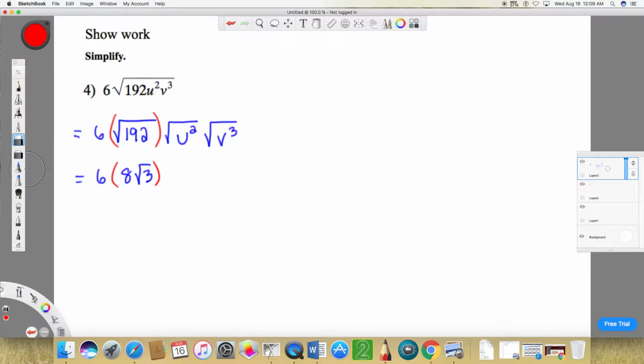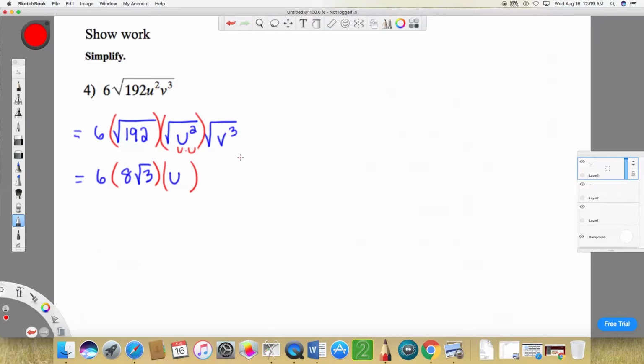All right, u squared. Boy, that's easy because you have a pair of u's. U times u is u squared. So the square root of u squared is just u. This is u because you have a pair, u times u.